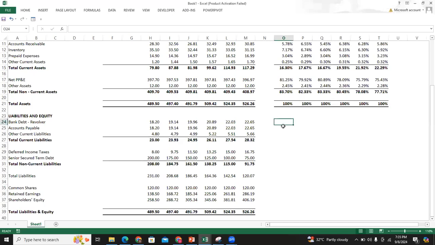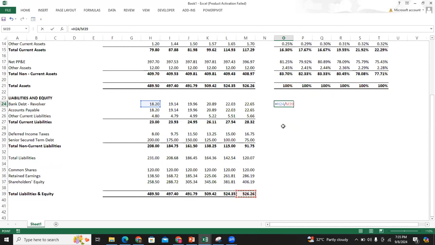Similar way, we're gonna do the vertical analysis for my liabilities and equity. As I told you, that would be a certain percentage. Selecting my bank debt revolver divided by my total equity and liability balance. That is 100%.